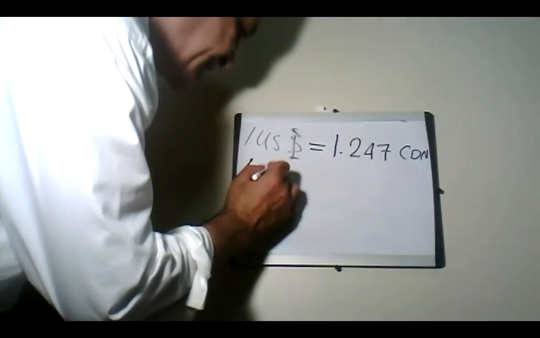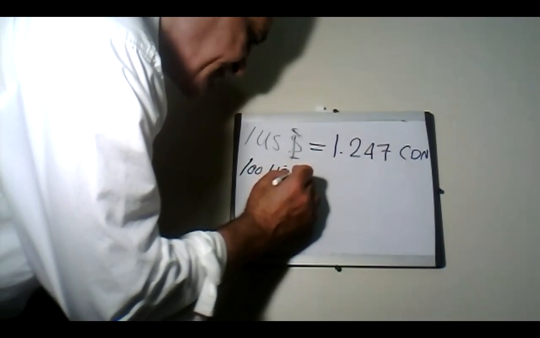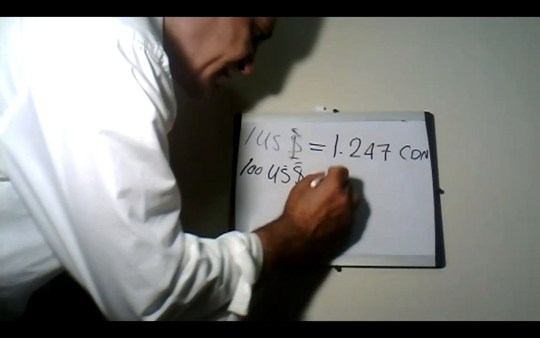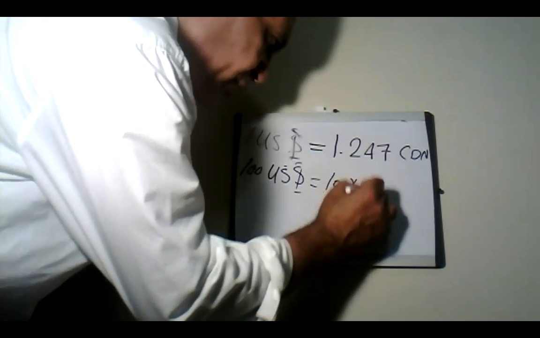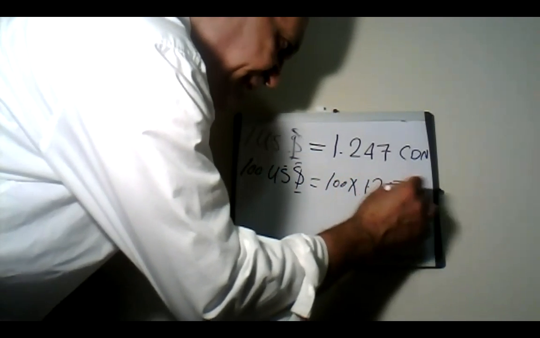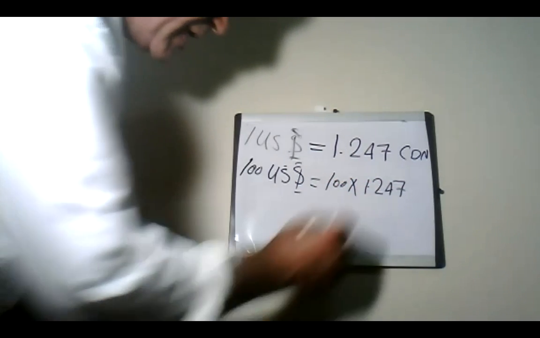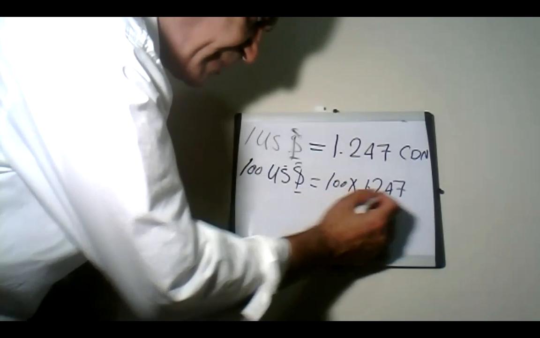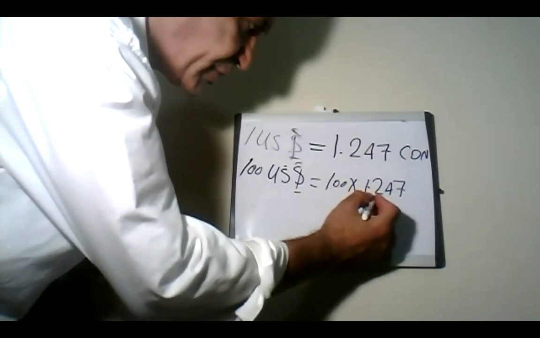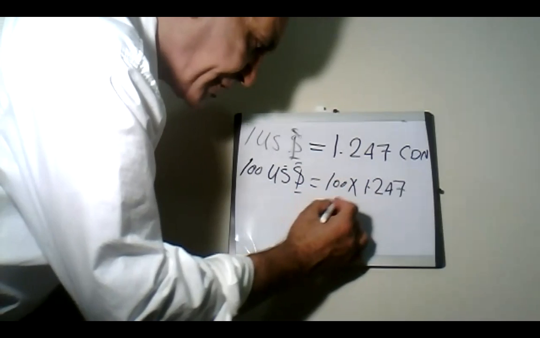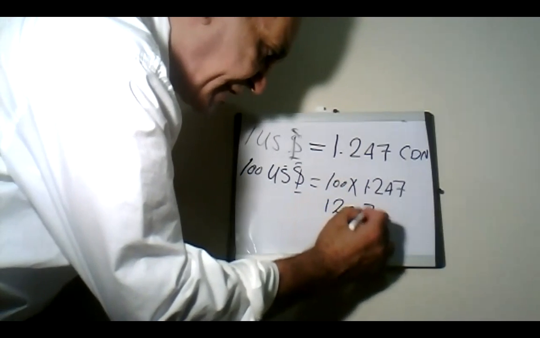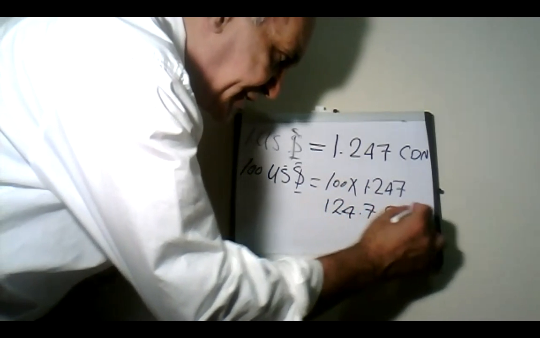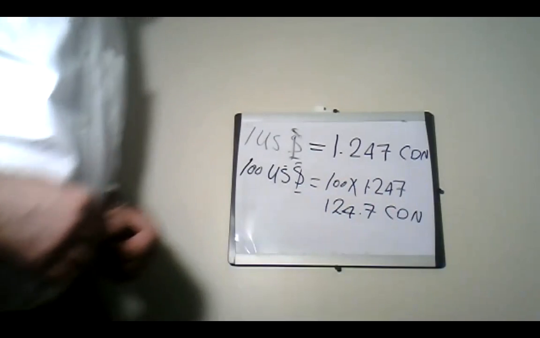100 US dollars will equal 100 divided by 1.247 Canadian, which means moving the decimal point two digits to the right, so 124.7 Canadian CDN. And that's it. It doesn't help here so much. I don't need this for the moment.